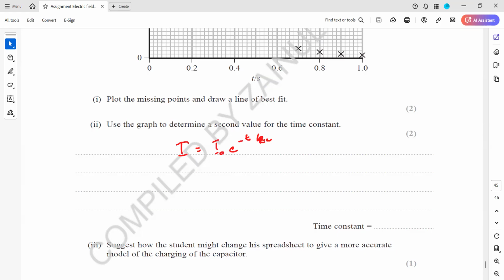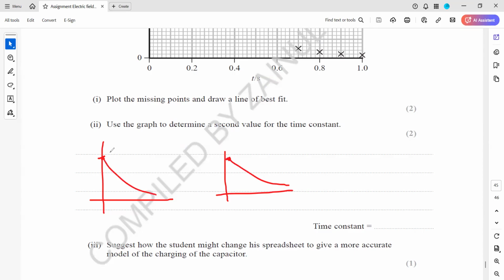The time constant applies when discharging too, because the charging and discharging current graph is the same. Whether a capacitor is charging or discharging, the current will always decrease. It starts at a maximum and decreases. The maximum value is I naught. What is the time constant? The time constant is the time taken by the capacitor to discharge to 37% of its original value. When we reach 37% of the original value, that time is called the time constant.